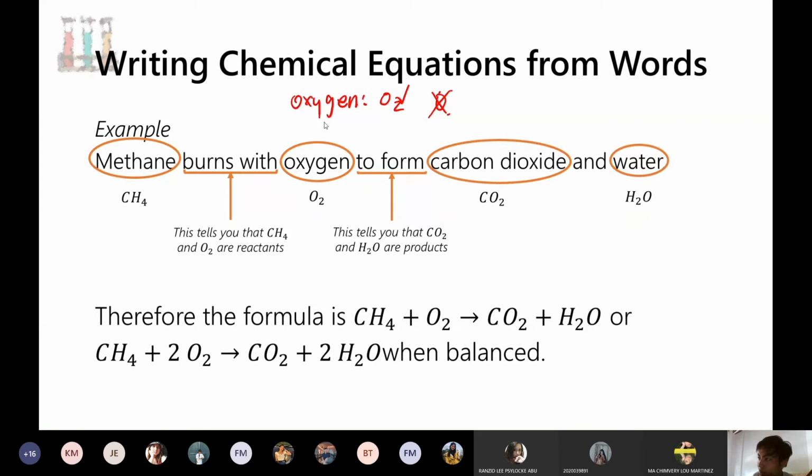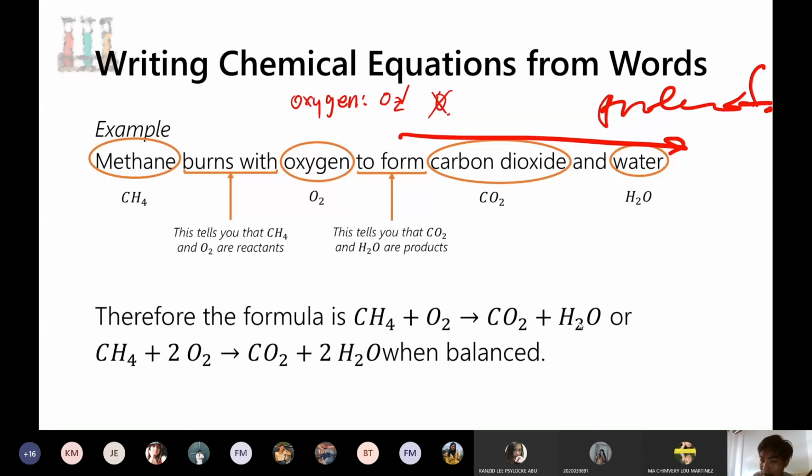So again, keywords, burns with, no? Pag may with, meaning reactant yan. Magkakasama yan. To form, ayan, products yan. Anything on the right side is products, no? So, products yung mga nasa right side. Ito, mga reactant side. So, the formula can be written as CH4 plus O2 arrow CO2, H2O.